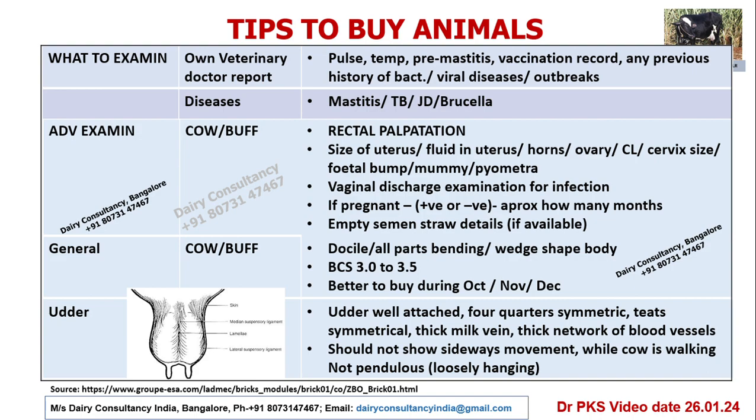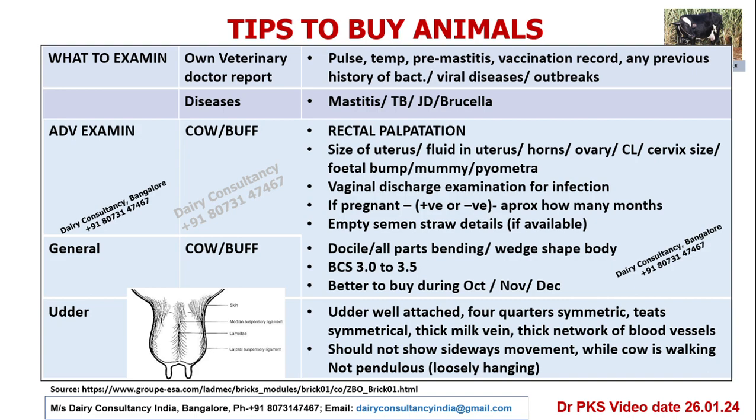to the purchaser. The vaginal discharges, if something is coming, that has to be noticed. If the animal is pregnant, positive or negative, and if it is pregnant, for how many months? And empty semen straw details, if available. This is most important, that we have discussed in part 1, how the semen straw can detail what baby you are going to get from the animal you buy.